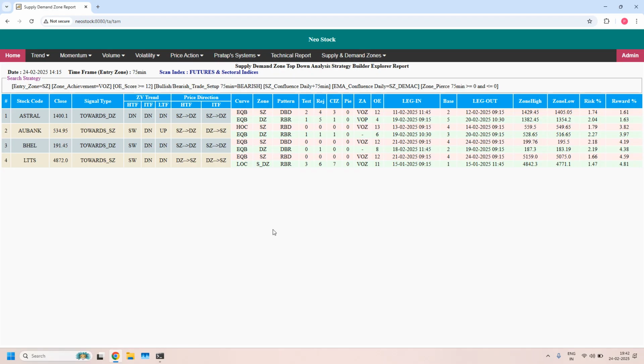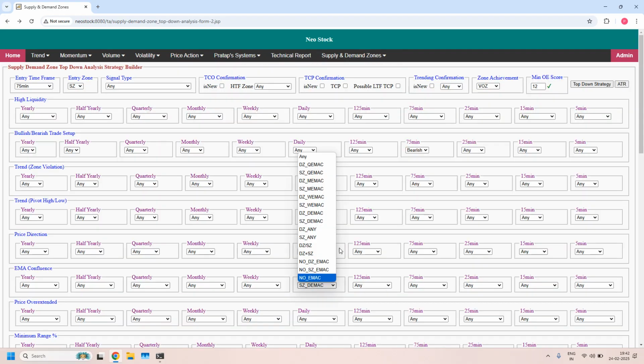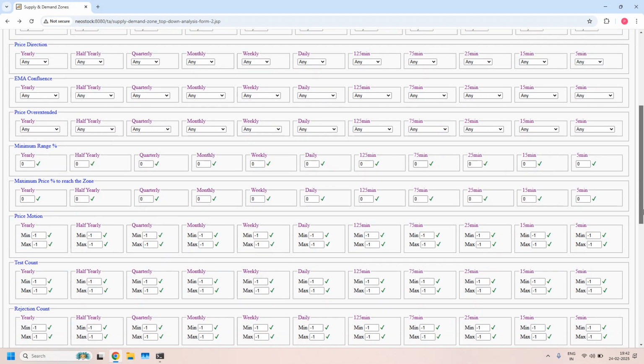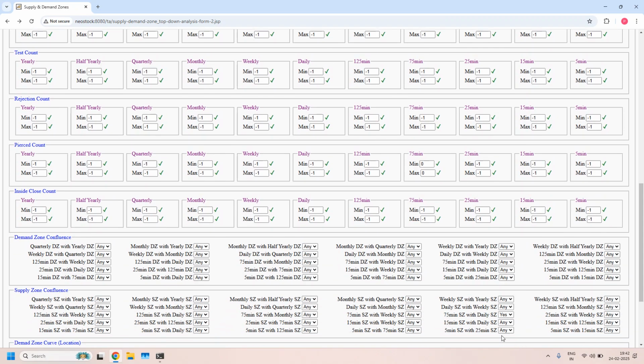Next we will look into LTF, ITF and HTF supply zone confluence and then HTF EMA confluence. Removing the ITF EMA filter. In the supply zone confluence, one filter is already enabled. Next, 75 minute supply zone with weekly supply zone confluence, and daily supply zone with weekly supply zone confluence.